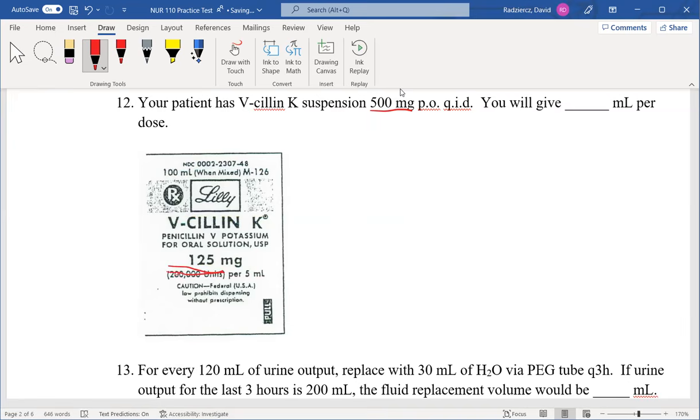Okay. So my order, my available, my quantity. Now make sure you pay attention. At this time, it's 5 milliliters instead of 1. So 500 times 5 divided by 125 will give me an answer of 20 milliliters.